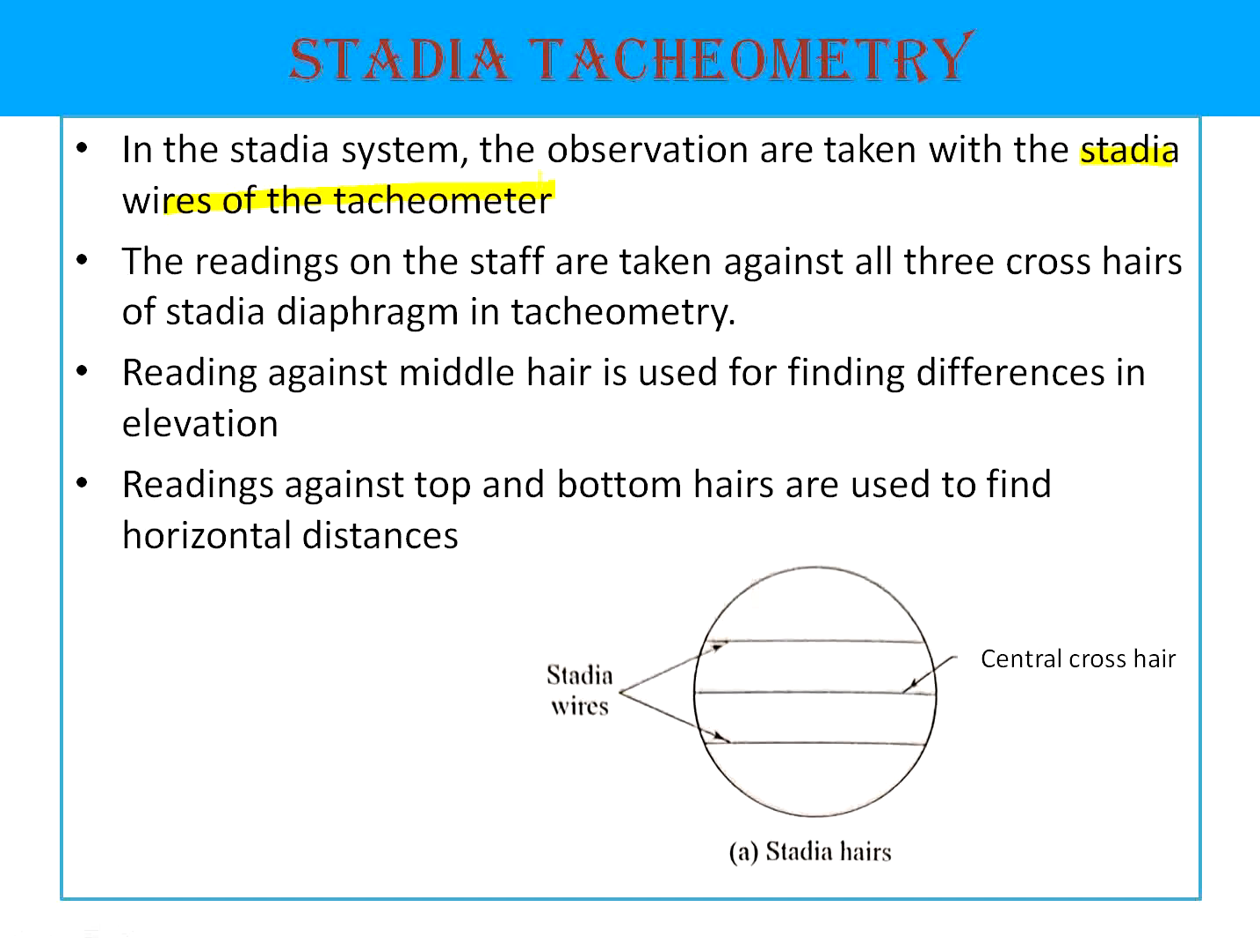Readings on a particular staff are taken corresponding to all three crosshairs, as shown in this diagram. The reading corresponding to the central or middle hair is used for finding the difference in elevation, and the ones corresponding to the top and bottom hairs are used to find the horizontal distance between the instrument station and the staff station.